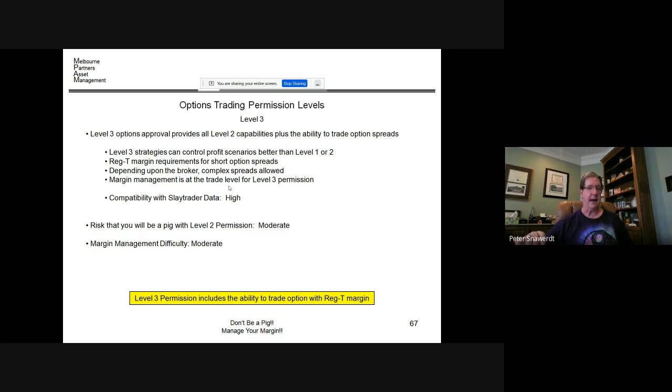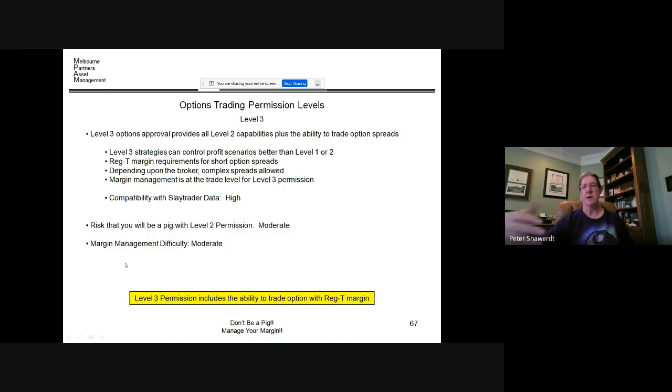Sometimes complex spreads are allowed here, something like an iron condor, which is where you sell a spread of calls and puts at the same time. And there's other things that we'll go through here later. Risk here that you could be a pig, it's somewhat moderate. The only reason why it's moderate is because of the Reg T margin requirement. Margin management difficulty here is again moderate because of the Reg T margin requirement.